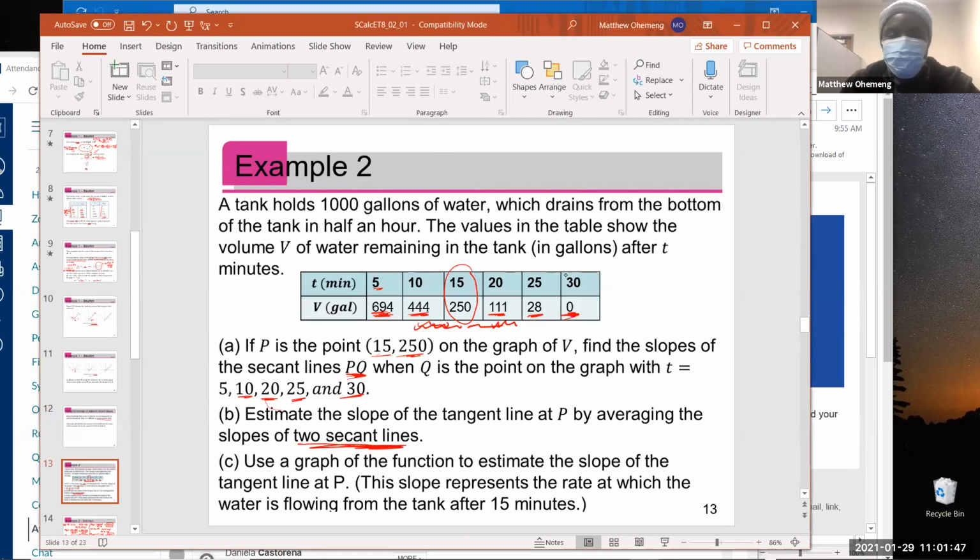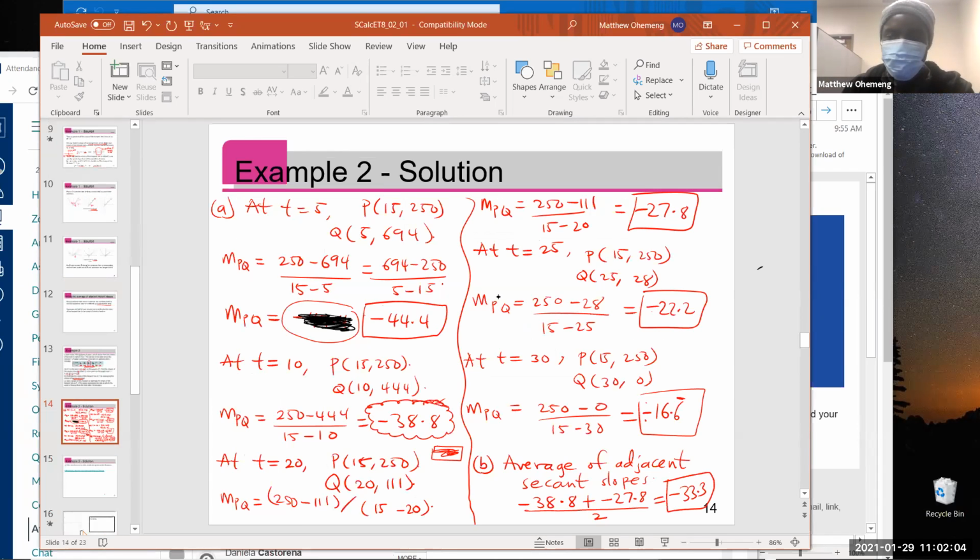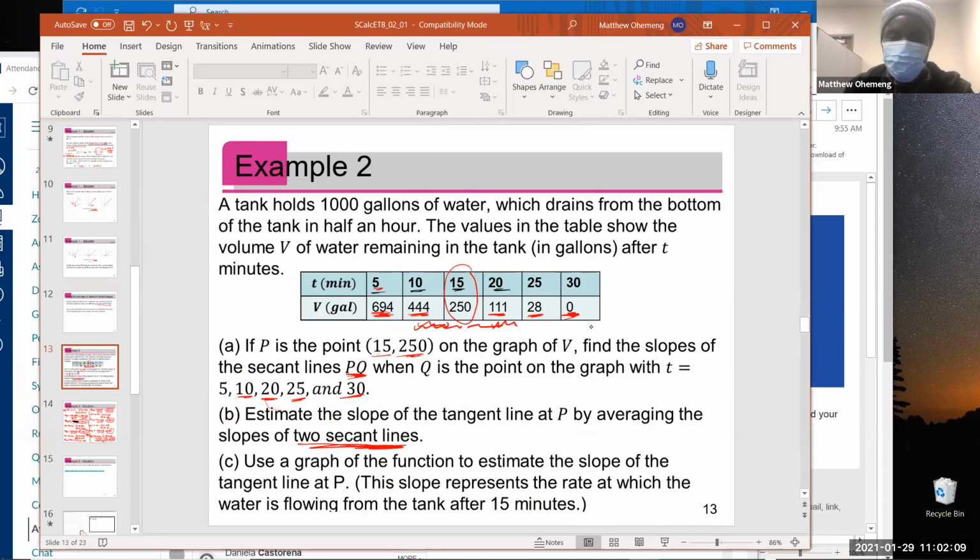This is not a function. You can't plug in any t that you want. The t's have already been obtained. So if you want to compute the slope, one way is to average the adjacent secant slopes at the point of interest where you want the tangent line. So we did this computation. We're looking at the slope of the tangent at this point, 15, 250.